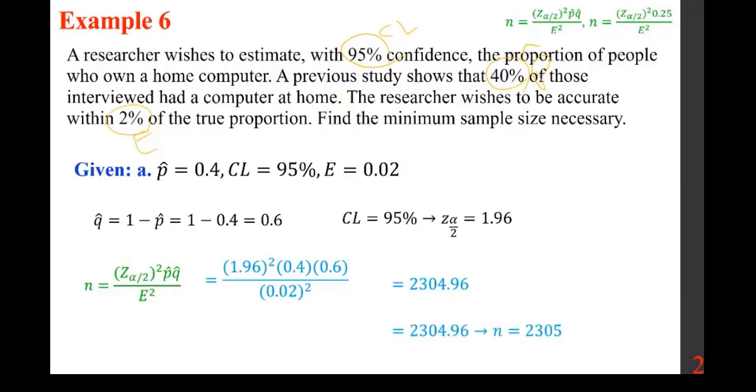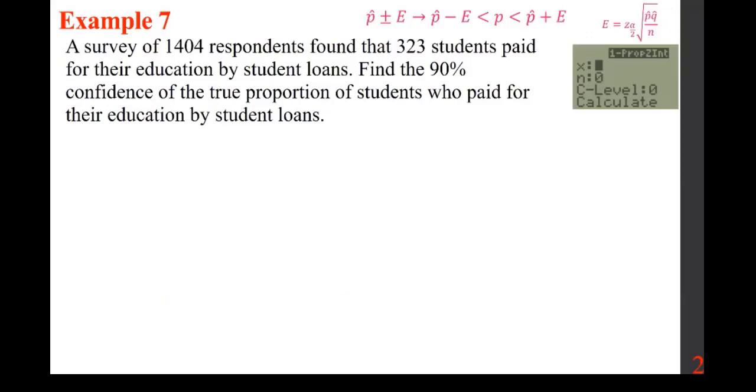Round up. A survey of 1,404 respondents found that 323 students paid for their education by student loans. Find the 90% confidence interval of the true proportion of students who paid for their education by student loans. We are reading the question and we need to figure out what is given. If we can figure this out, we are practically done.